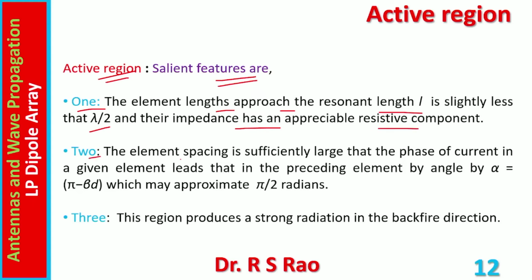2. The element spacing is sufficiently large that the phase of the current in a given element leads that in the preceding element by an angle alpha equal to pi minus beta d, which may approximate to pi by 2 radian. Third feature, an important feature: this region produces a strong radiation in the backfire direction.